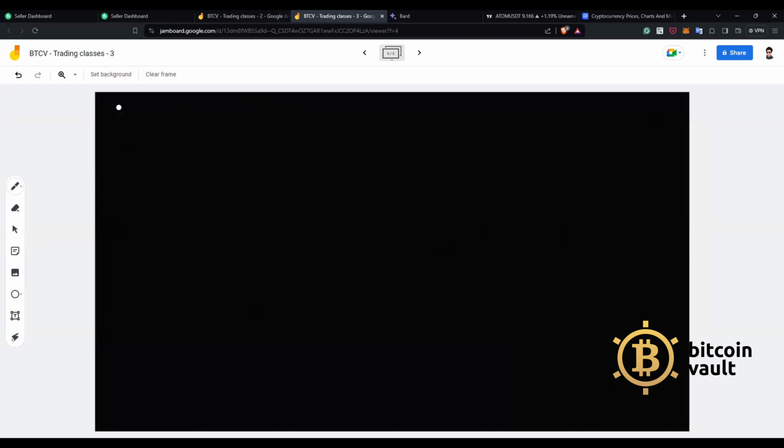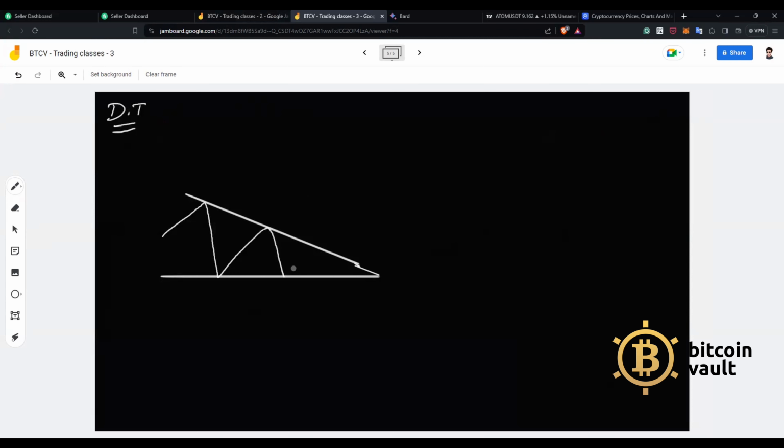So, descending triangle, DT. Again, draw it something like this. So from here to here to here. Now, what do you think? Where will it break? Down or up?